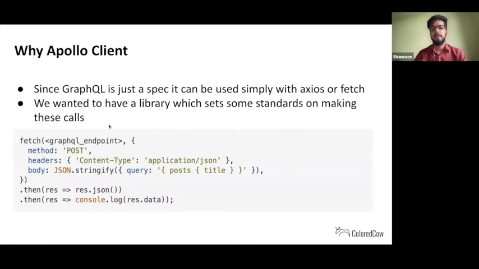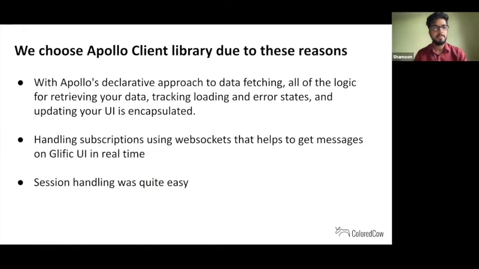So it's similar to that, but we wanted a library which sets some standards on how to write these queries, how to write these mutations, and how to effectively handle all of these. So we researched around a bit. There were several options. There was one library called Relay. There was another called Apollo Client. Finally, we went with Apollo Client because it has many more benefits for our needs. Okay, so I'll just go through those benefits. We chose the Apollo Client library for these reasons. First, it encapsulates how we fetch the data, what the loading state is, and the error state.